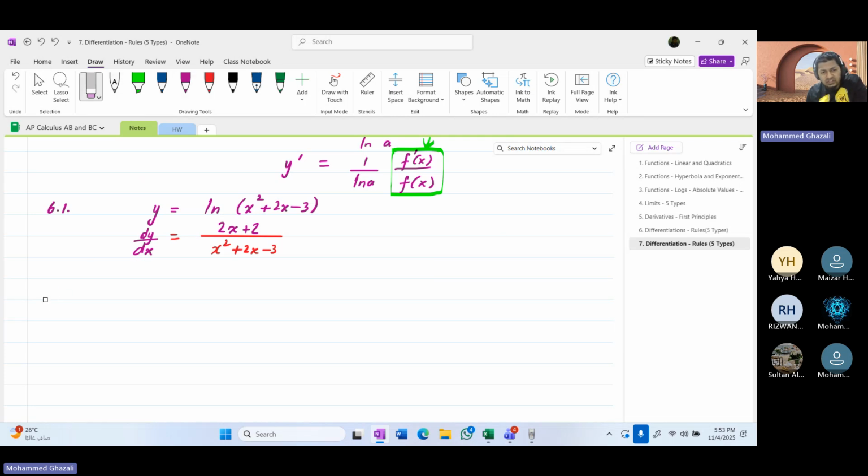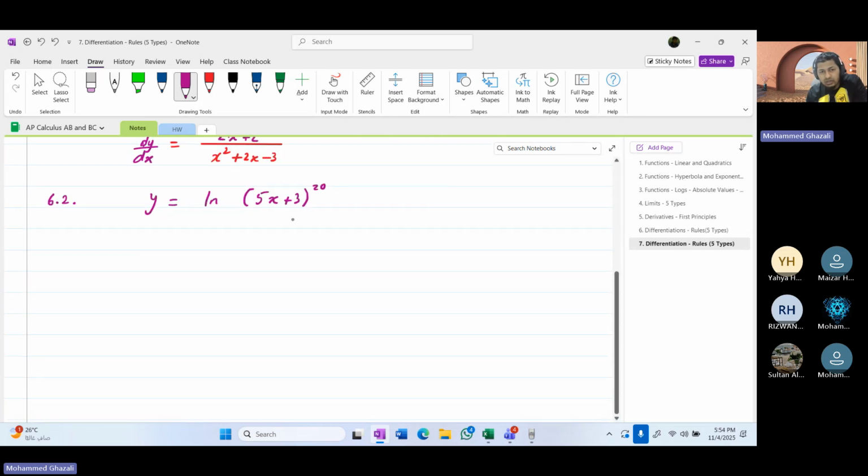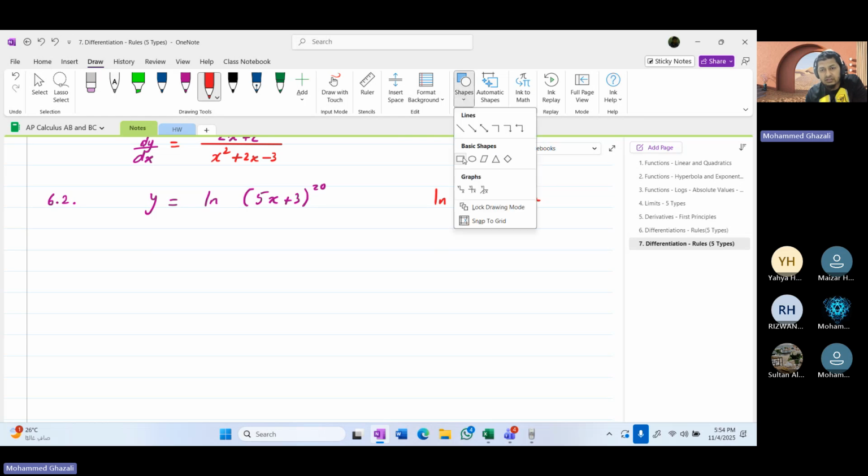Now, why is the ln rule powerful? Because you don't need to apply chain rule, power rule, quotient rule, and all that. See, if I have y equals ln of (5x plus 3) to the power 20, there is no need to apply the chain rule here. You can just apply the ln rule. Remember, if you have ln of a to the power p, the p goes to the front, it becomes p ln a. So remember that form.